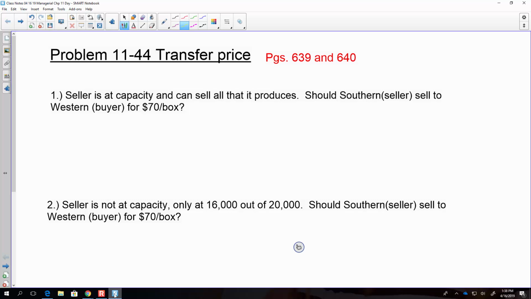So we have Western. Just so we can make some notes here. Western is the buyer. I think Southern is the seller. Yep, Southern is the seller.